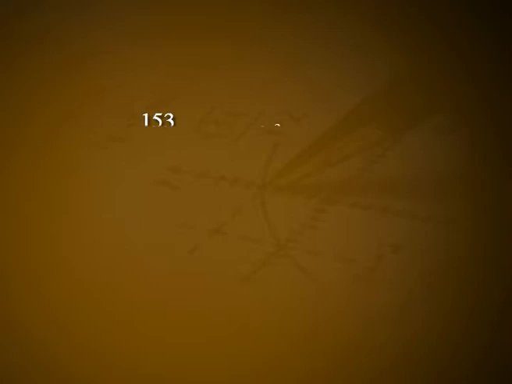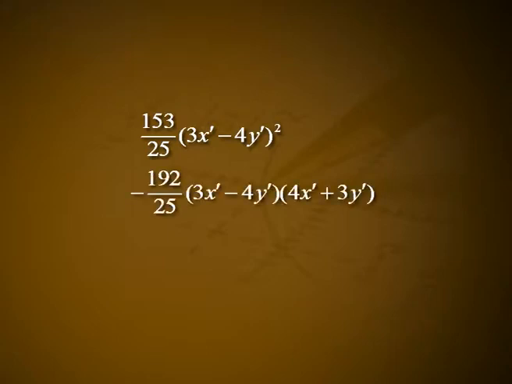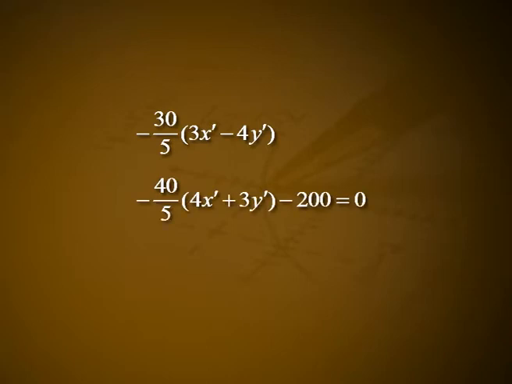and substituting these in turn in the given equation yields (153/25)(3x' − 4y')² − (192/25)(3x' − 4y')(4x' + 3y') + (97/25)(4x' + 3y')² − (30/5)(3x' − 4y') − (40/5)(4x' + 3y') − 200 = 0, or x'² + 9y'² − 2x' − 8 = 0.